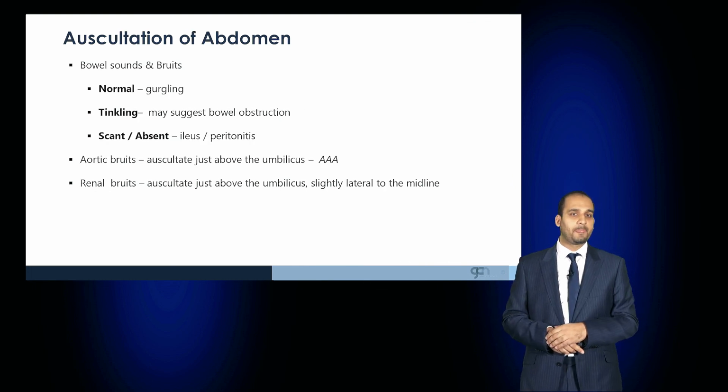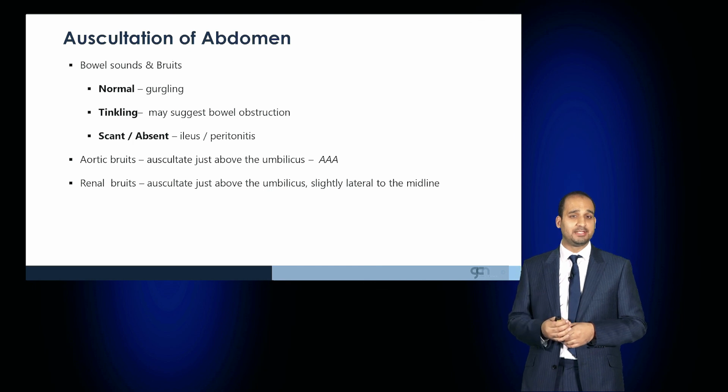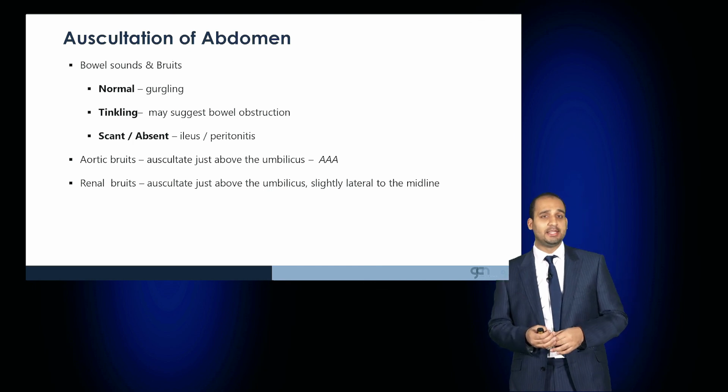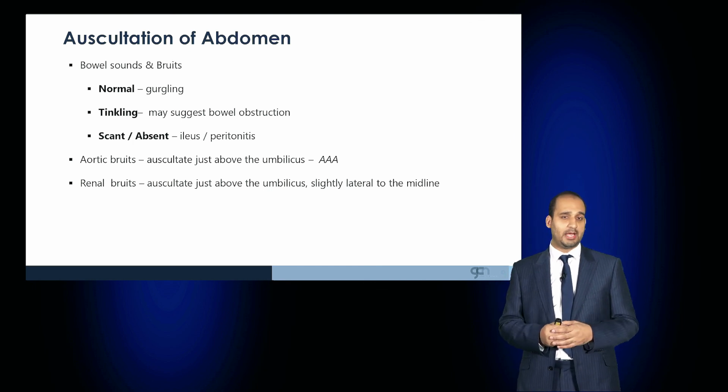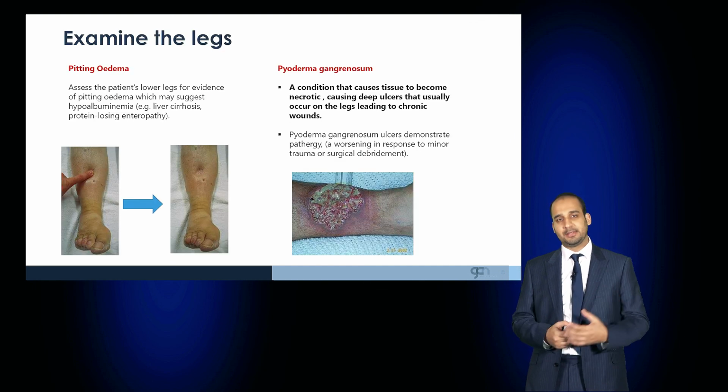Auscultate the abdomen. Listen to the bowel sounds. Normal should be gurgling. Tinkling may suggest bowel obstruction. Scant or absent bowel sounds may be as a result of ileus or peritonitis. Auscultate the liver, aorta, and the kidneys for any bruits. Move on to examine the legs.